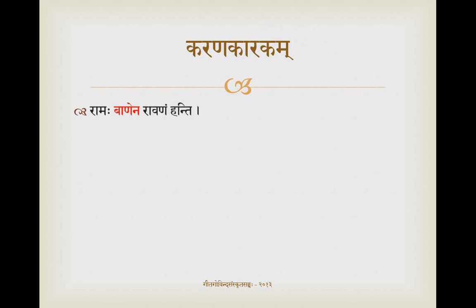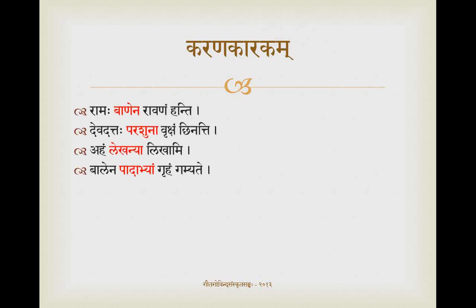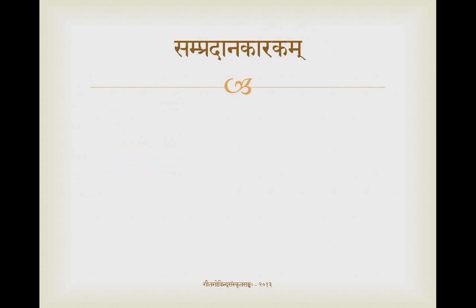Then karaṇa kāraka: bāṇena Rāvaṇaṃ hanti, paraśunā vṛkṣaṃ chinatti, lekhanyā likhāmi, pādābhyāṃ gamyate, kena vāhanena āgamyate. So all these, which you see, are tṛtīyā vibhakti, but it can also be denoted by some other things.